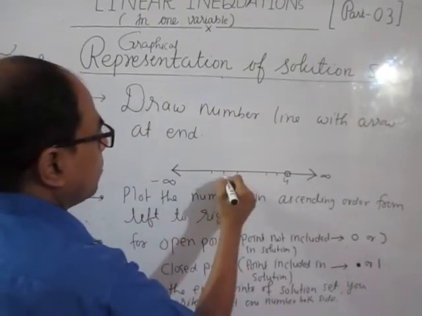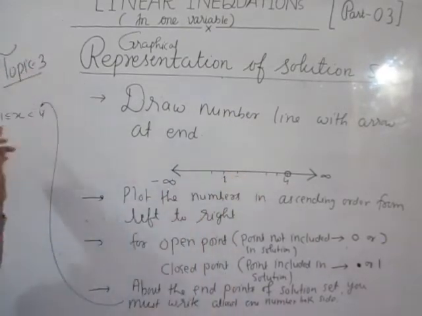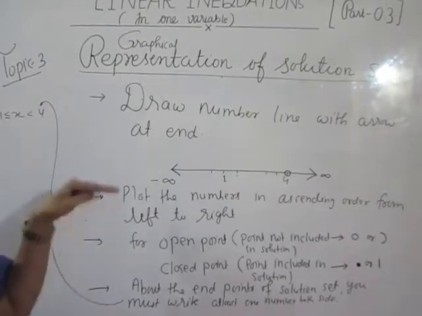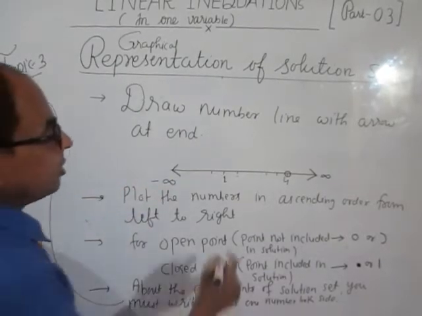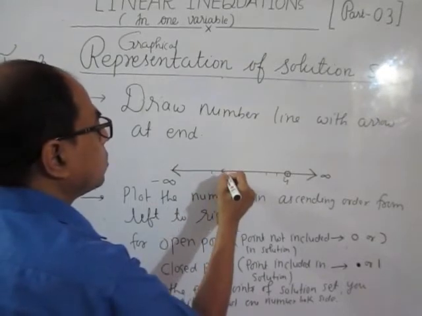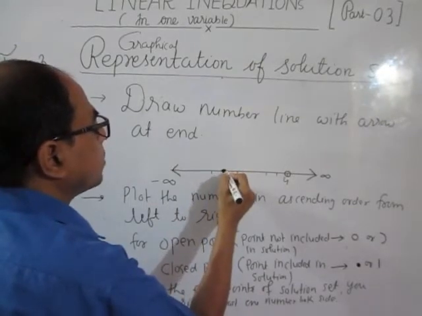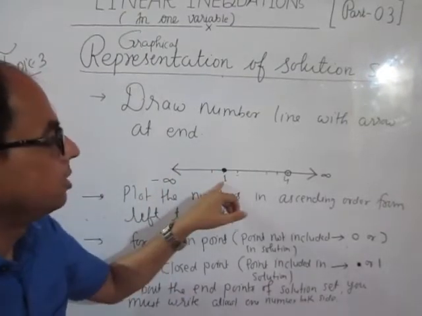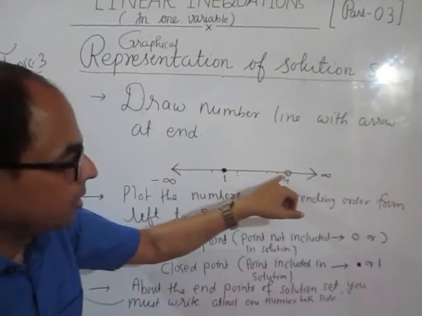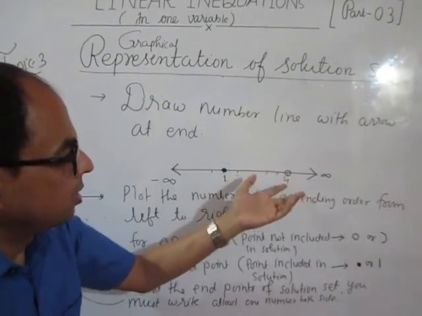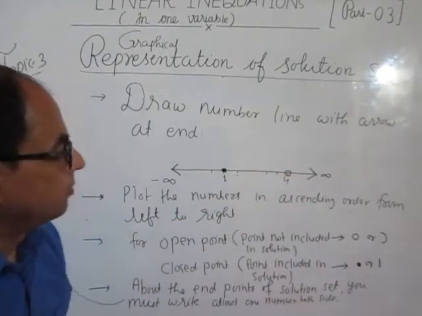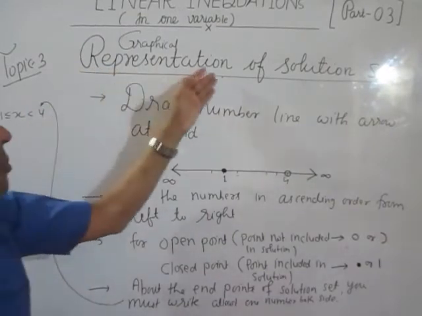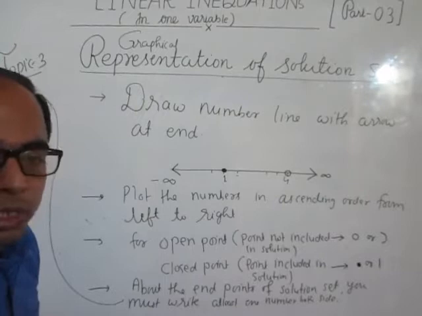Now suppose I have written 1 here. Now how can we indicate that 1 is included in the solution in the graph? So for this you can use solid ring. So by solid ring we can understand that okay, this point is included, and by empty ring we can say that okay, this point is not included. So have you got these guidelines to plot the graphical representation of solution set?